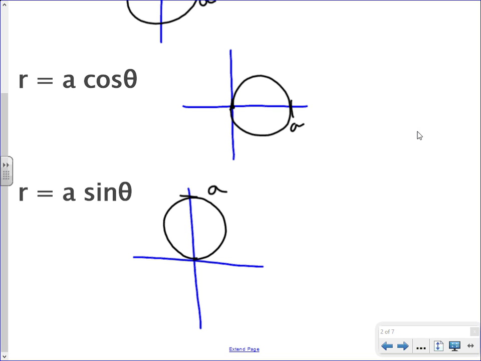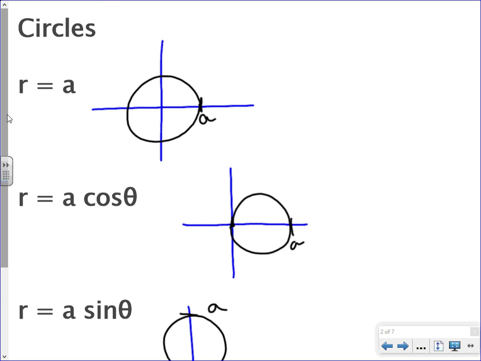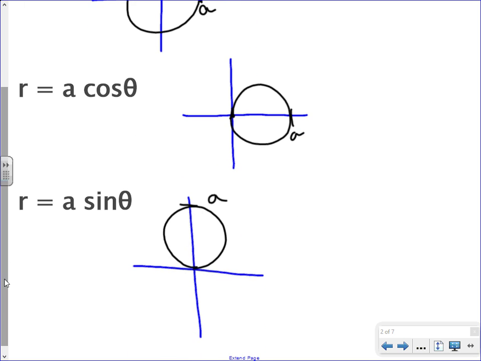So the sine and cosine help us figure out for sure what our symmetry is. So in the case of these circles, where does it go in relation to the pole? The pole is important for all three of these circles. This first circle has its center at the pole, r equals A. For these two, the edge of the circle goes through the pole.